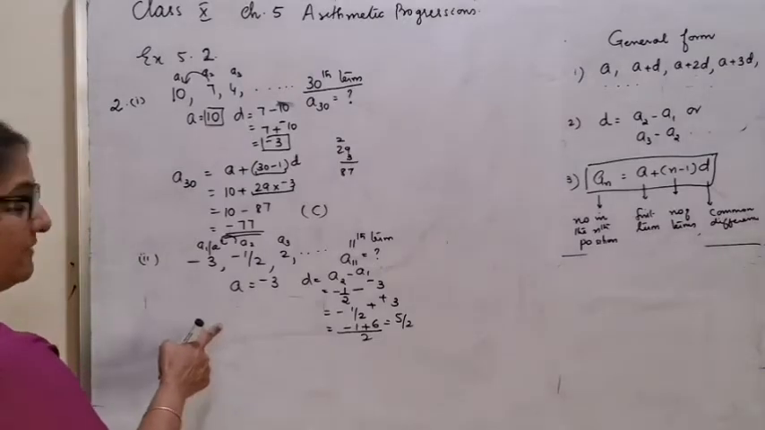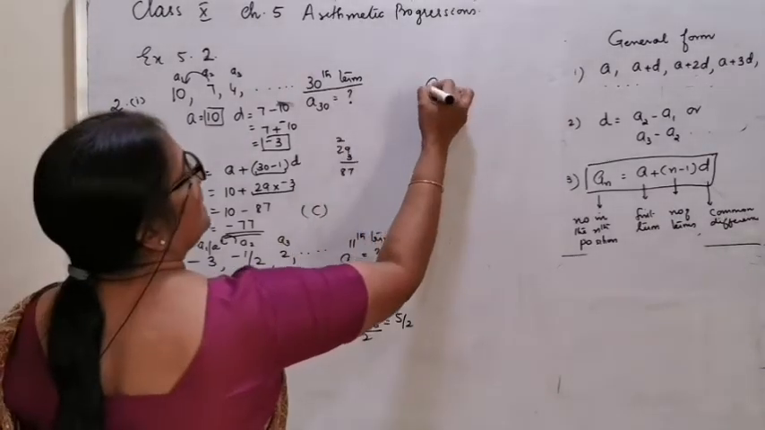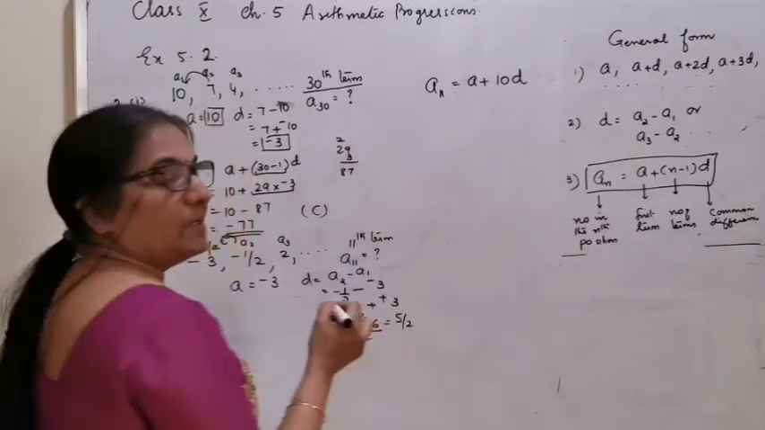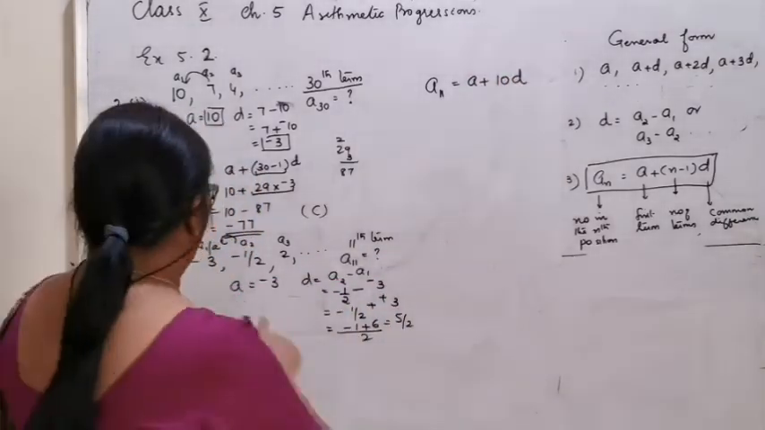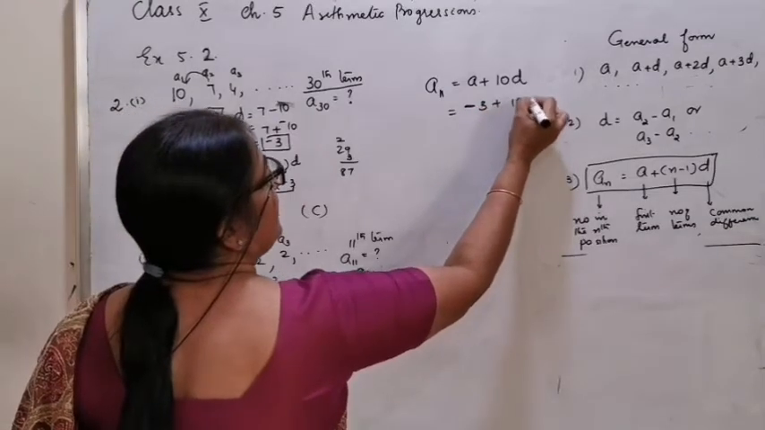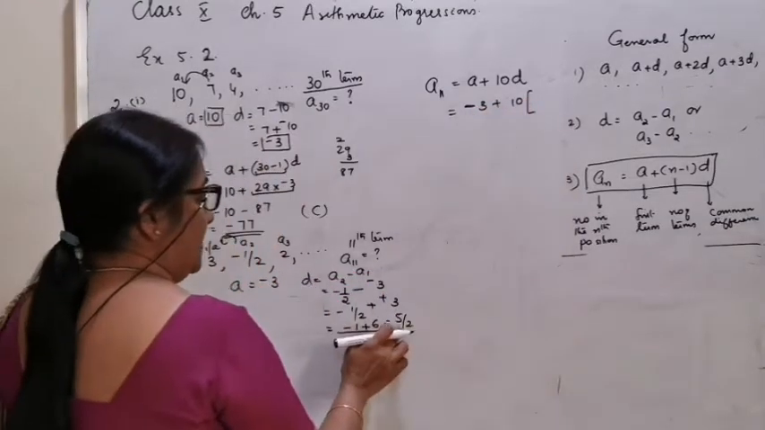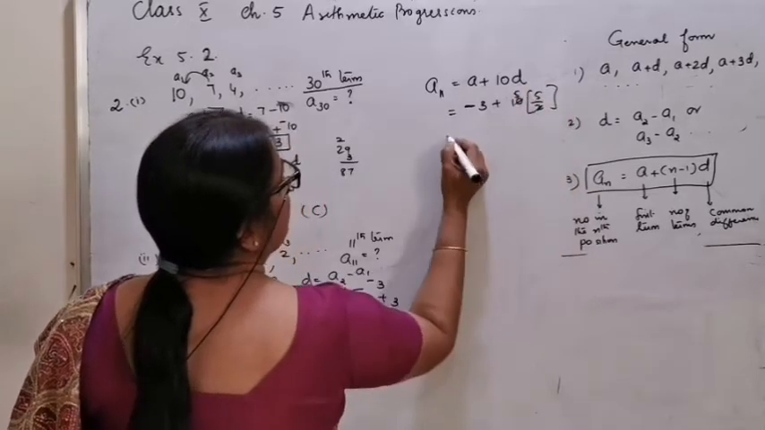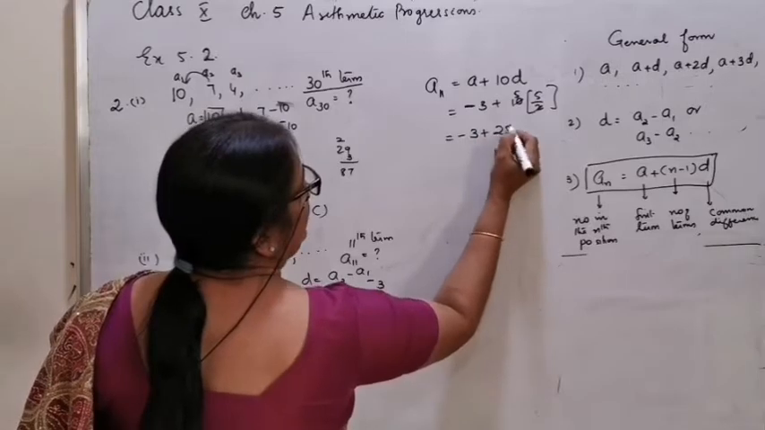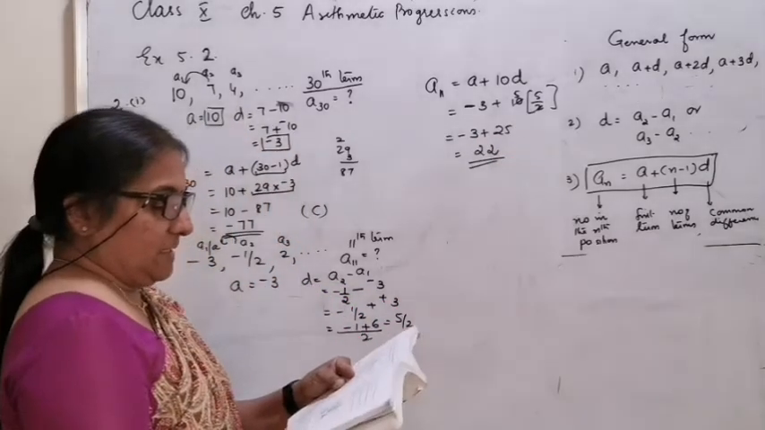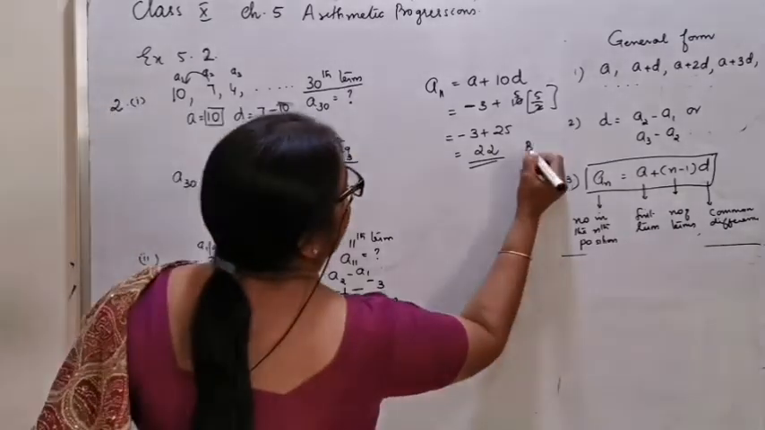What will be the 11th term? You have to calculate. a11 is equal to a plus 10d. You can start writing directly: a value is minus 3. Minus 3 plus 10 into d value, positive 5 by 2. 2 and 10 get cancelled. Minus 3 plus 25. 25 minus 3 is 22. So that is subdivision B.